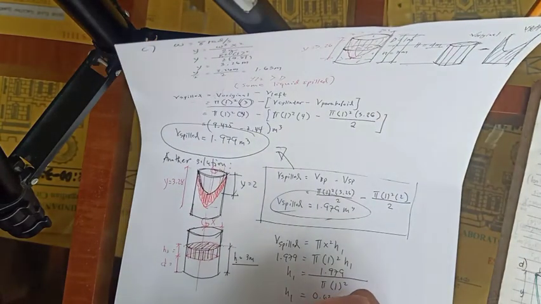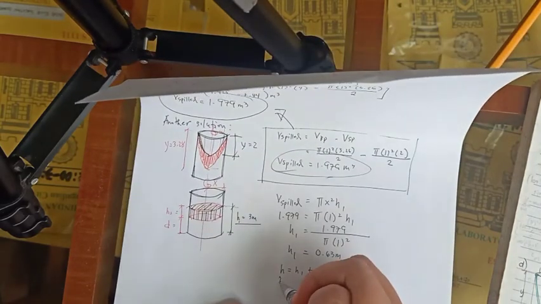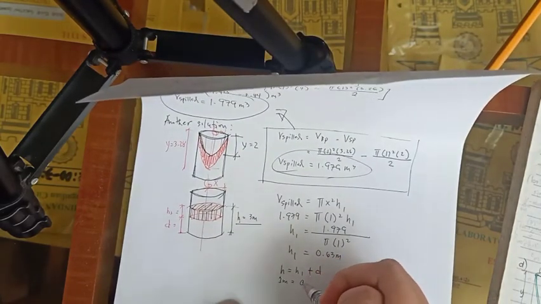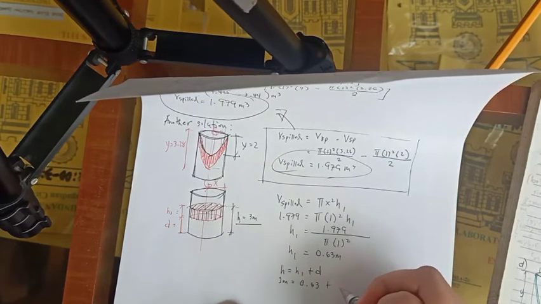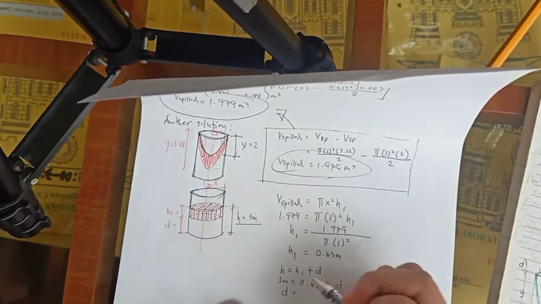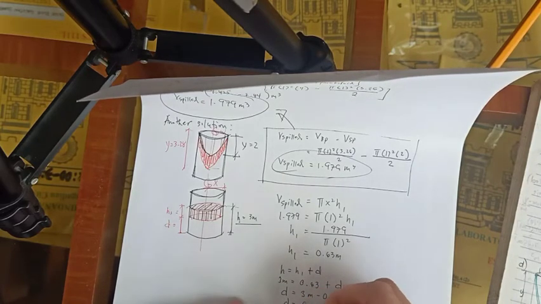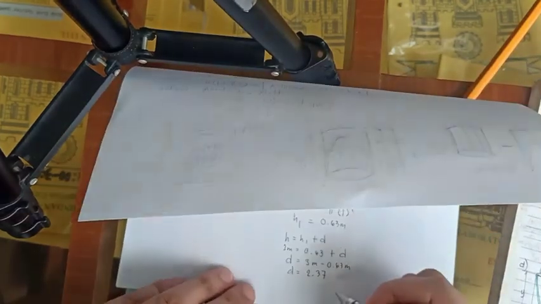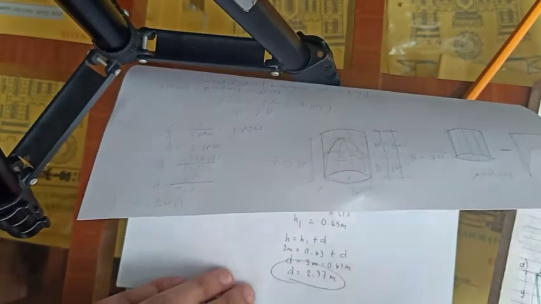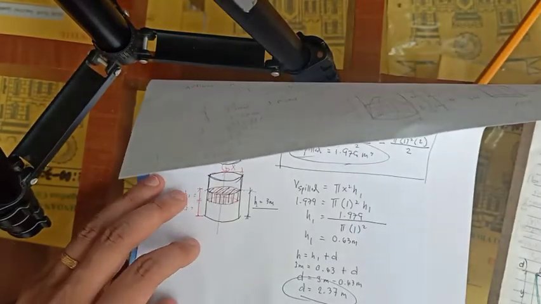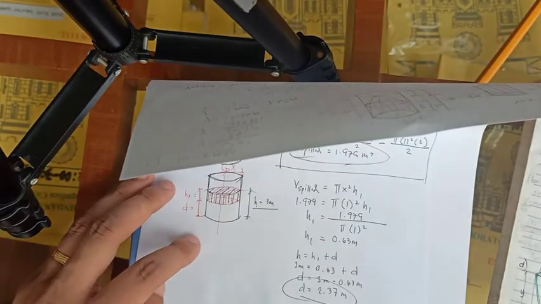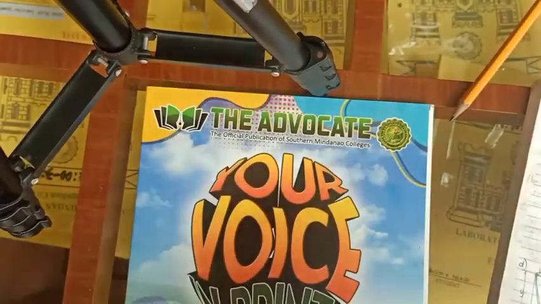Again, h equals h sub 1 plus d. We have h which is 3 meters and h sub 1 is 0.63 meter plus d. So we just transfer: 3 meters minus 0.63 meter, therefore our d is 2.37 meters. So this is another answer, I mean the other ask, D.